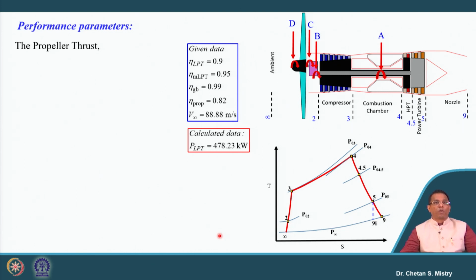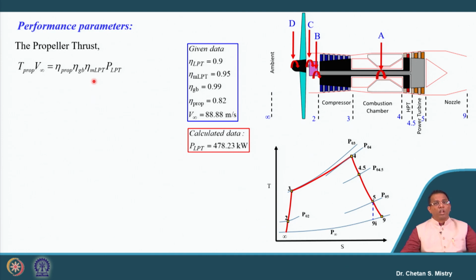So let's try to calculate first the propeller thrust. This propeller thrust, as we know, is represented by T into V. That's equal to these efficiencies into the LP turbine power. So if you go through our earlier lectures where we have discussed the efficiency terms, it is starting from turbine to compressor, from compressor to gearbox, and from gearbox to the propeller. That's how all these terms are coming. Okay, so do not get confused here.